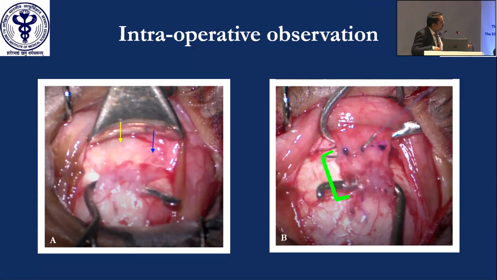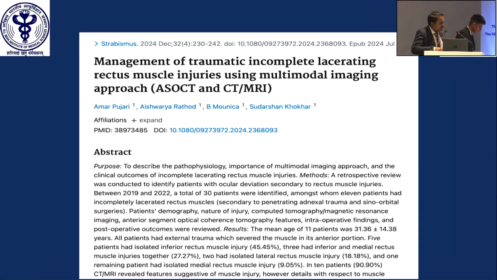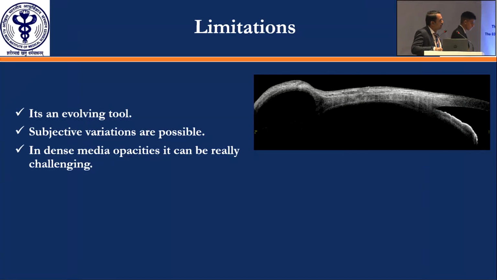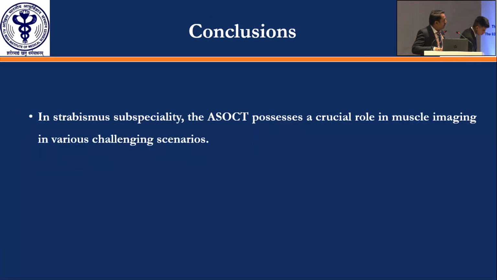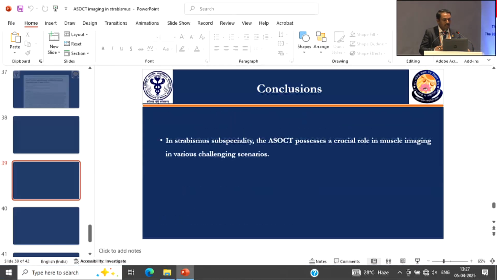This patient was operated; you can see this is a fibrotic area which is avascular, and this is a vascular area. We shaped the muscle margin and plicated the muscle. This is multimodal imaging, where we combine CT scan and MRI findings along with AIOS2025 findings. Yes, ma'am. So these are limitations: when there is a scar, you won't be able to see, and it's again an evolving tool. So in the strabismus subspecialty, we can use AIOS2025 for different conditions, including resurgery, muscle slippage, and other challenging scenarios.